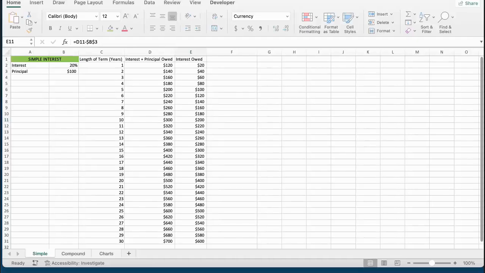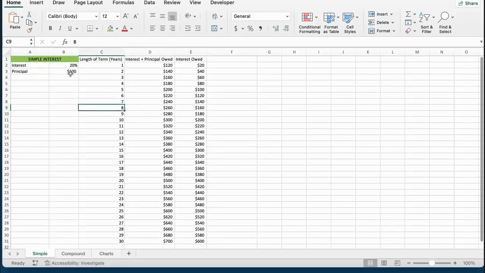In this section, we're going to go through how to calculate interest and the math behind simple and compound interest calculations. To calculate interest, you need three different numbers. So you have the interest, the principal, and the length of the term in years. If you increase any of these factors, you're going to be paying more in interest. And if you decrease them, you're going to pay less interest.